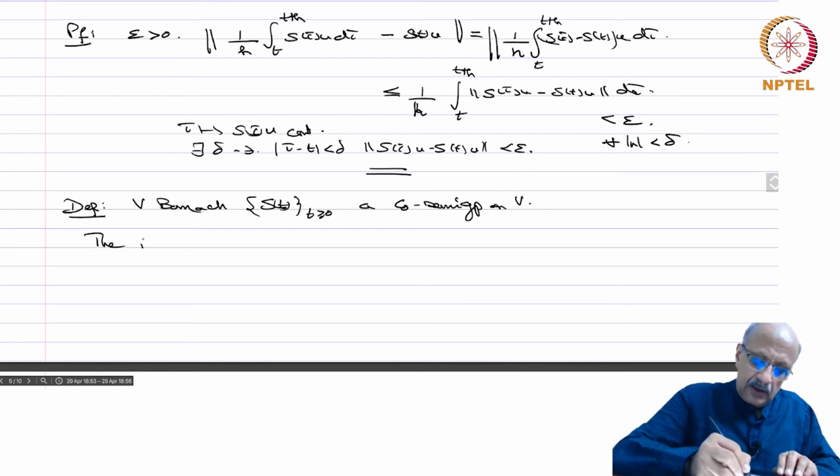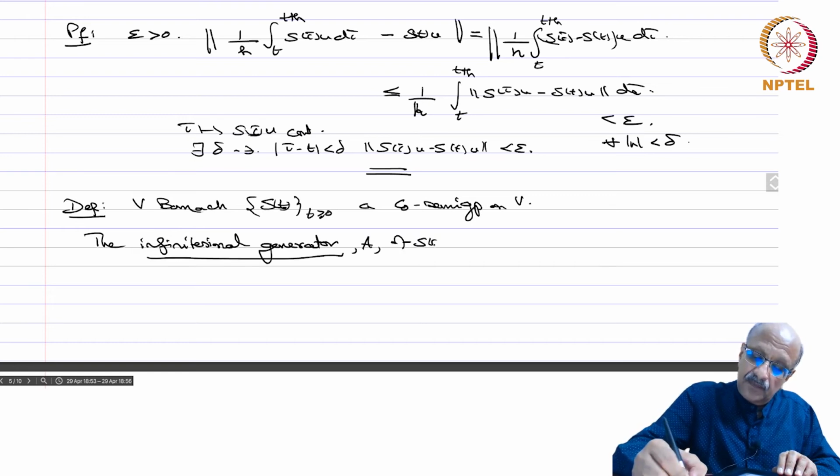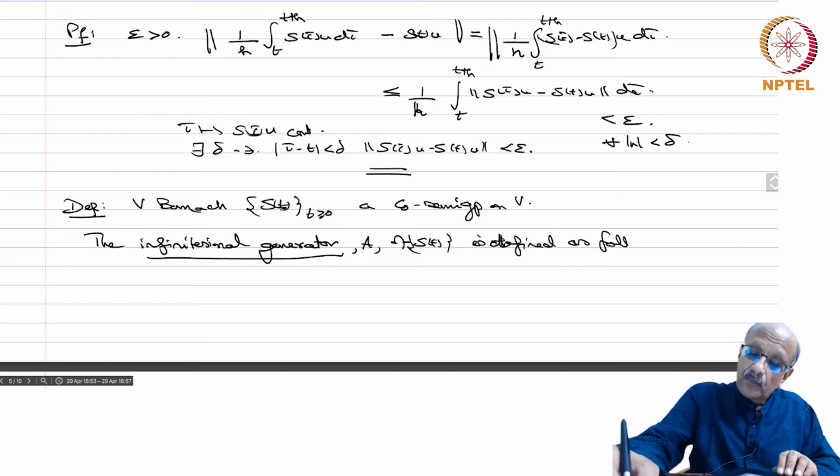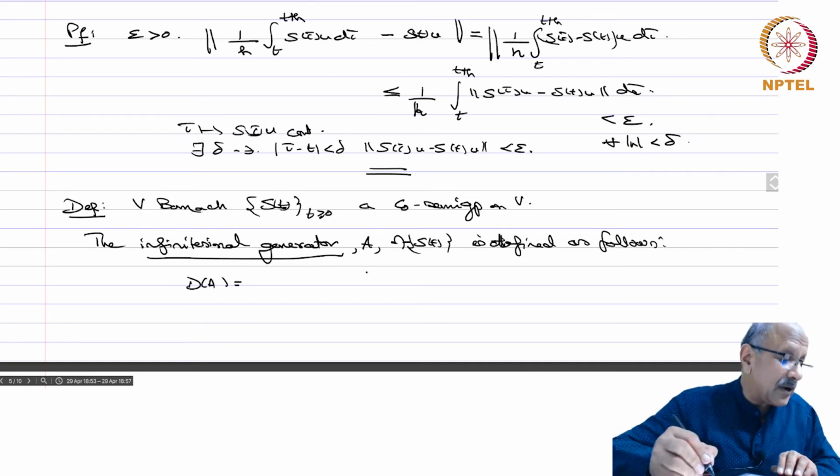The infinitesimal generator A of S(t) is defined as follows. D(A), the domain of A, is an unbounded operator, which we will see.